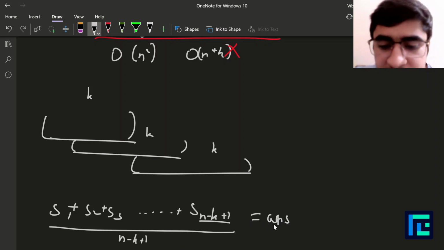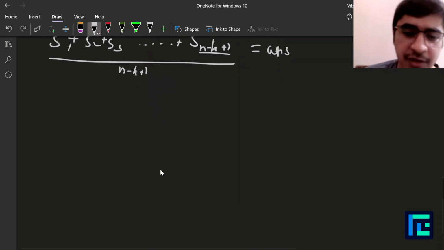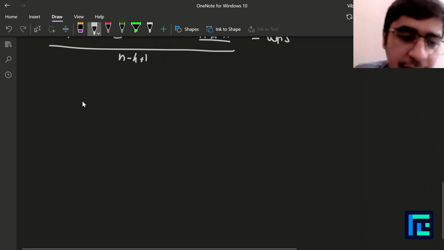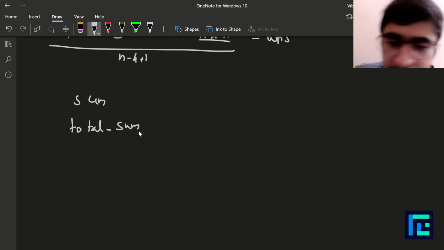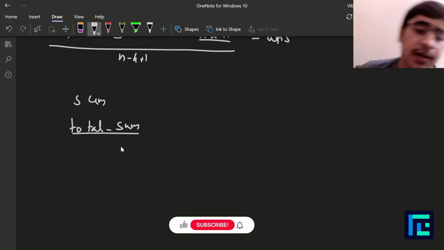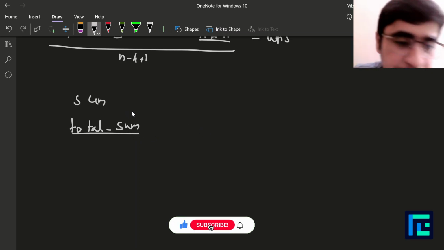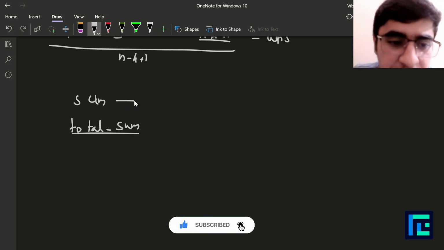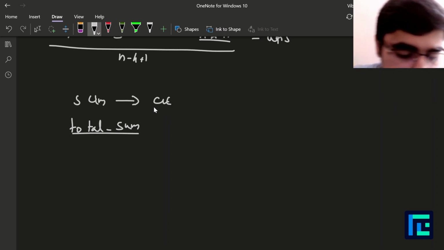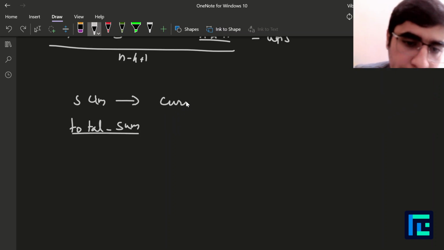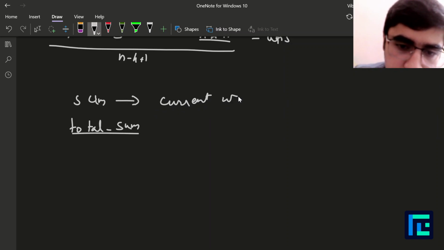Now, how do we calculate the sums? In a sliding window, what we can do is, initially we'll have two variables. We'll take sum and we'll take total sum, or something like that. The variable names can be anything. Basically, sum represents the sum of the current week, and total sum is the sum over all weeks, right?